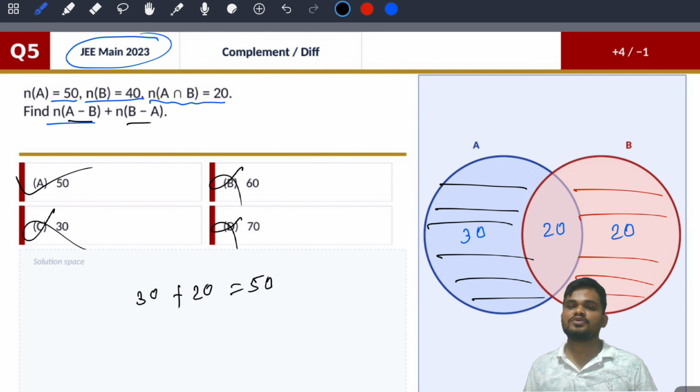Now let me move to the three-set problems. Before moving to the three-set problems, first we have to look at the Venn diagram. We have to revise how to represent data in a three-set Venn diagram. Then we move forward to the question.